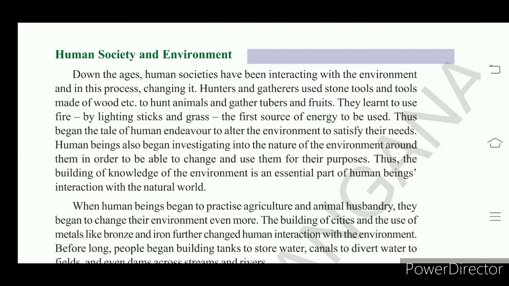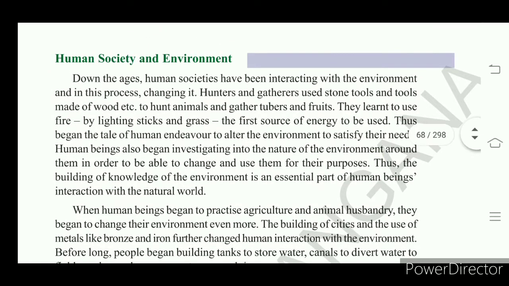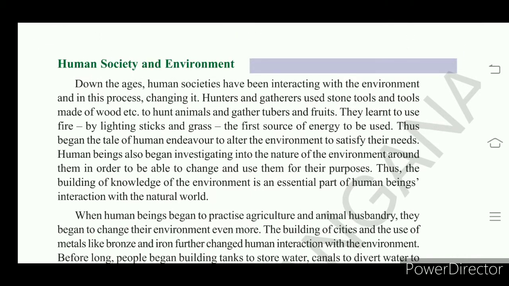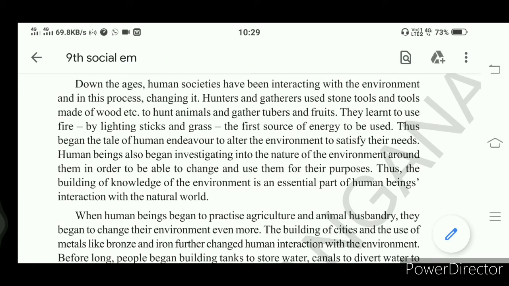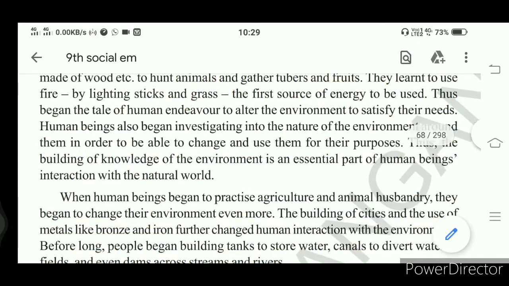Later, in the process of changing the environment, we discovered the first source of energy, that is fire, by lighting sticks and grass. That was the first source of energy. Then onwards, our interaction with the environment increased very much, to alter it and to create an environment which could be suitable to our needs.